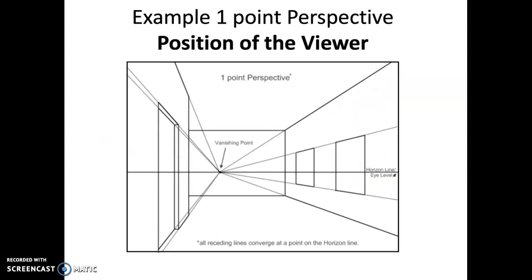Here's another illustration, a digital illustration of, again, going through a hallway. We have the doors, the windows, all going to this vanishing point, 1 point perspective. So eye level again, horizon line, and vanishing point.